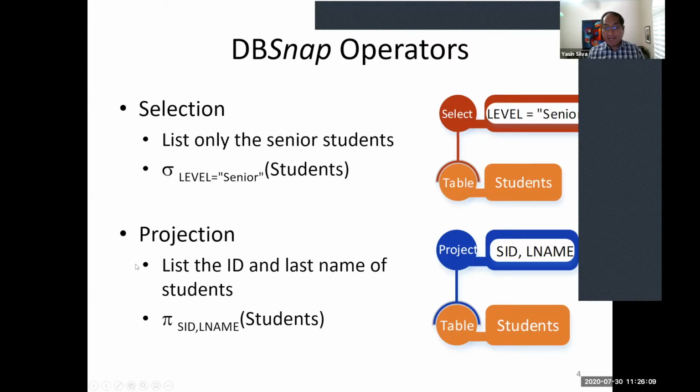And here on the bottom part, we have the projection, which is a very similar operator. What the projection does is it selects, rather than a subset of the rows, a subset of the columns. So in this case, for instance, out of the table students, we are selecting, or we are projecting, more specifically, the attributes student ID and last name.